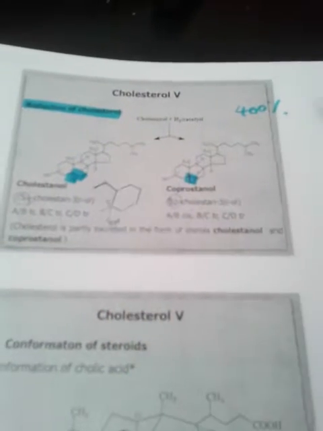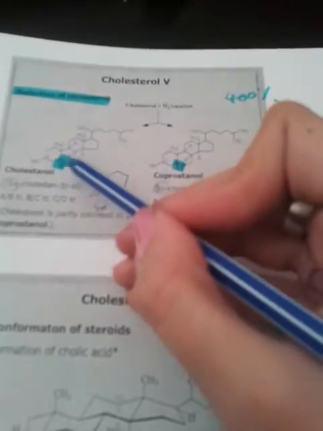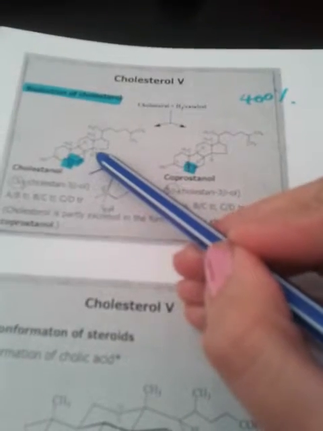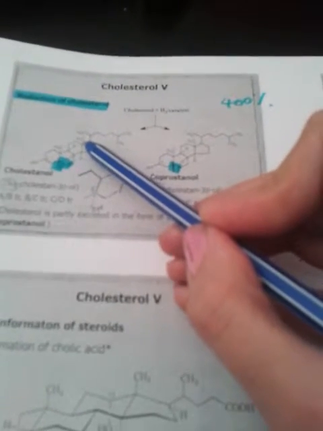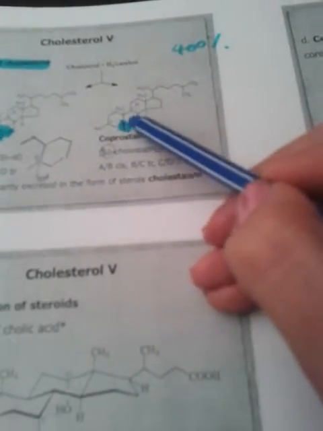Dash means down, below the paper, and the full line means above the paper. C and D are trans. Why are C and D trans? Again, H is dash, methyl is above. Here, A and B are cis. Why? It is full. A and B are cis.